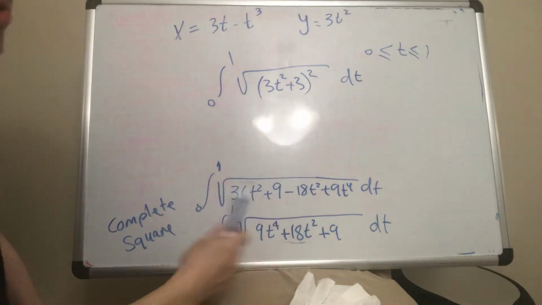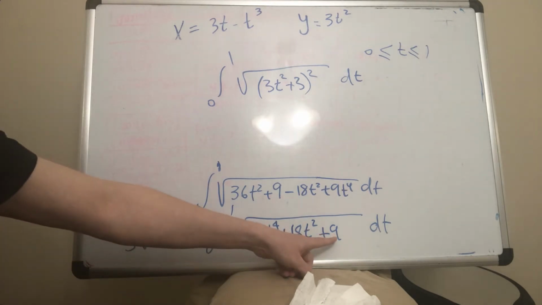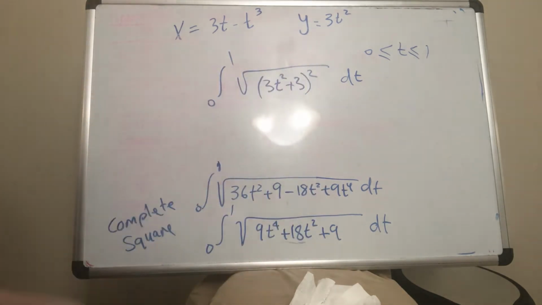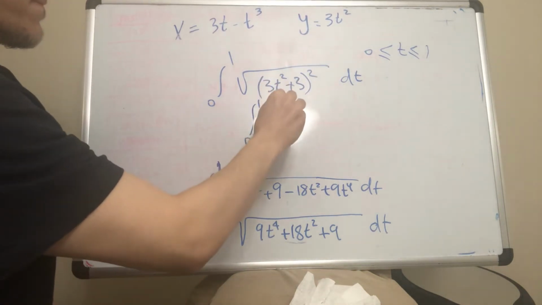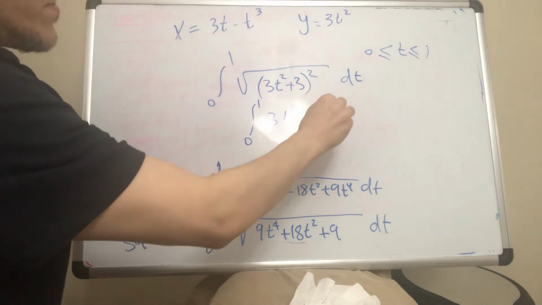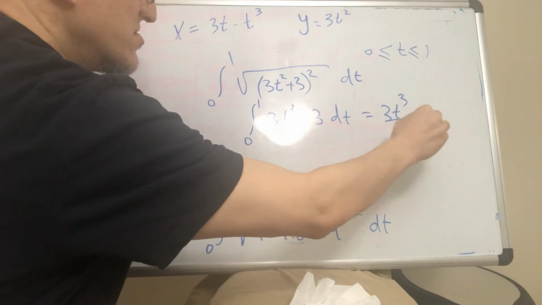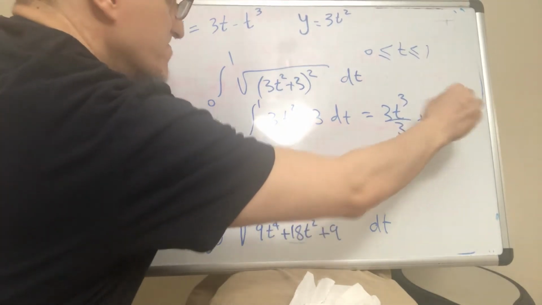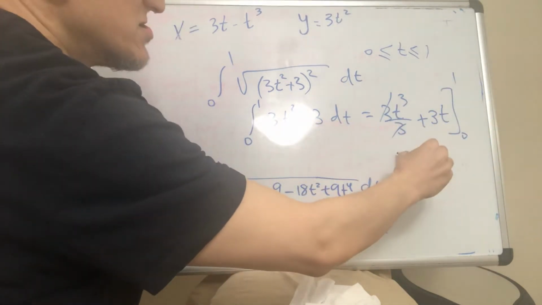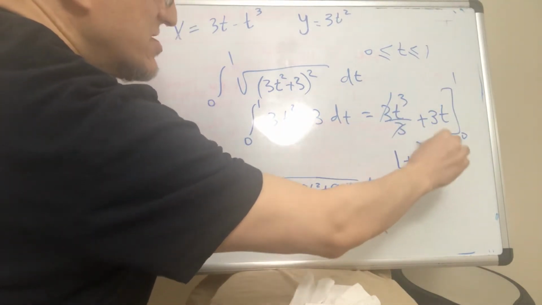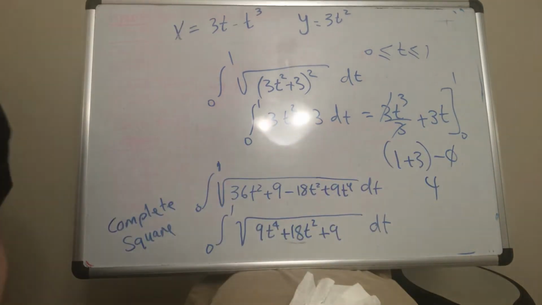So usually you'll end up with what's called a complete square, where you square root the first one and the last term, you add them, you square. And the square root and the square, they cancel each other. You have this left, and that would be 3 and 3t, from 0 to 1. 1 will give you 1 plus 3, and 0 will be 0, so the answer is 4.